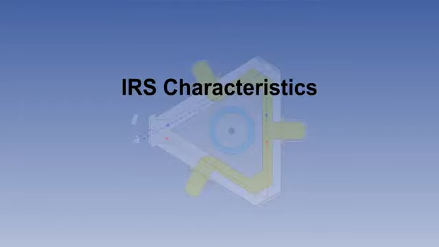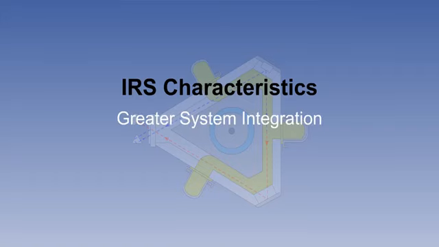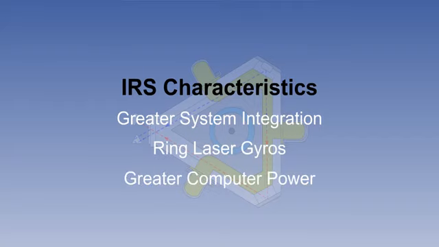There are 3 main characteristics which define what we now call an IRS, which make it recognizably different from a first-generation standalone INS. These are greater system integration, use of ring laser gyros, and much greater computer power. We'll look at each one of these in turn to see what has changed over the last 20 to 30 years.